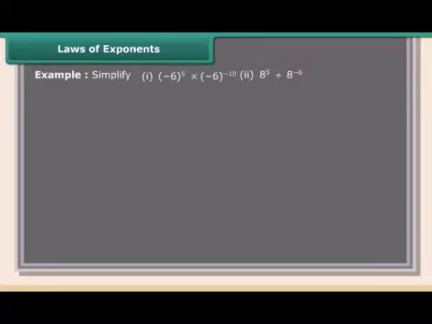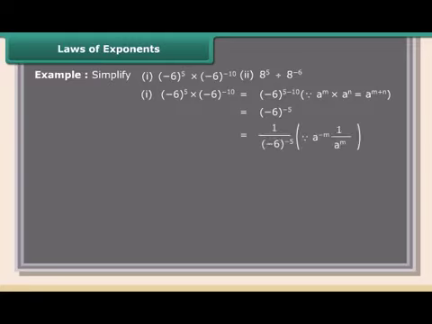Example: simplify (-6)^5 × (-6)^(-10) and 8^5 divided by 8^(-6). (-6)^5 × (-6)^(-10) is equal to (-6)^(5-10), since a^m × a^n is equal to a^(m+n), which is equal to (-6)^(-5), which is equal to 1 upon (-6)^5, since a^(-m) is equal to 1 upon a^m.